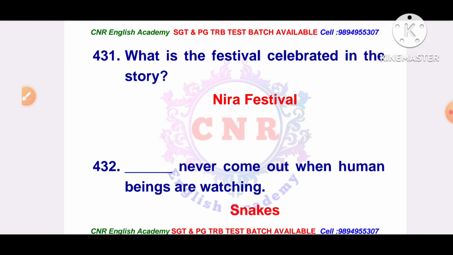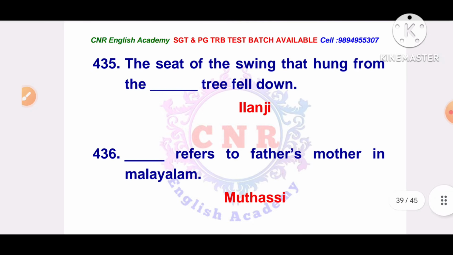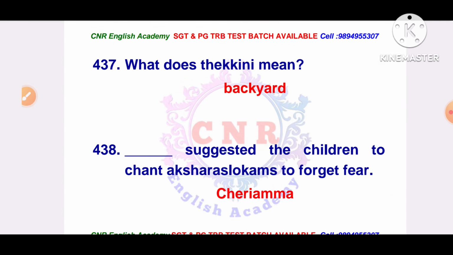Next one. Dash never come out when human beings are watching. Answer: snakes. Next one. The dash will glide out as soon as we go away. Answer: black Krishna Sarpam. Next one. Malathi Kutti came back to dash. Answer: Nalapat. Next one. The seat of the swing that hung from the dash tree fell down. Answer: Ilanji. Next one. Dash refers to father's mother in Malayalam. Answer: Muttashi. Next one. What does Tekini mean? Answer: backyard.